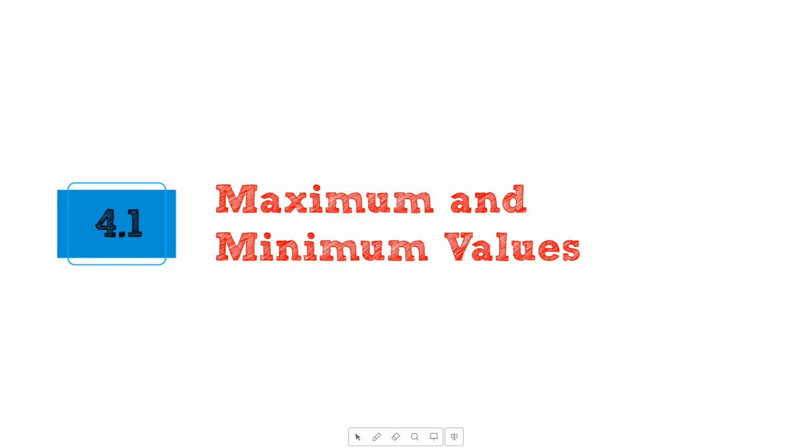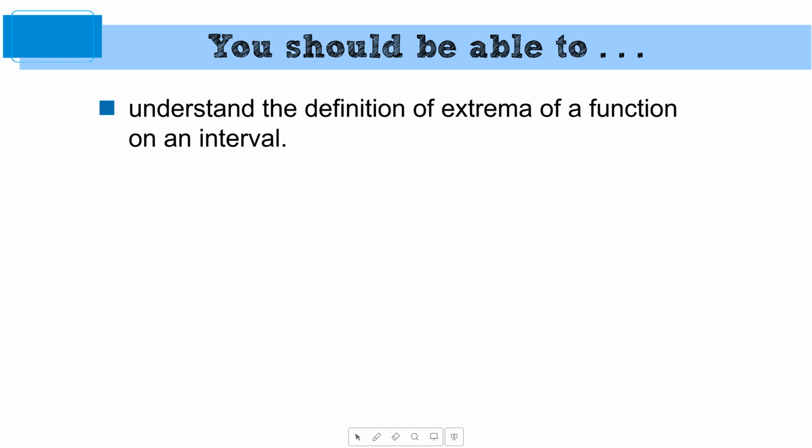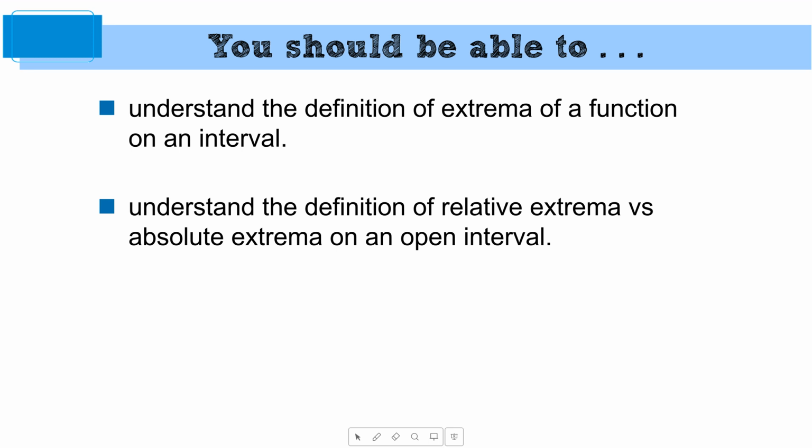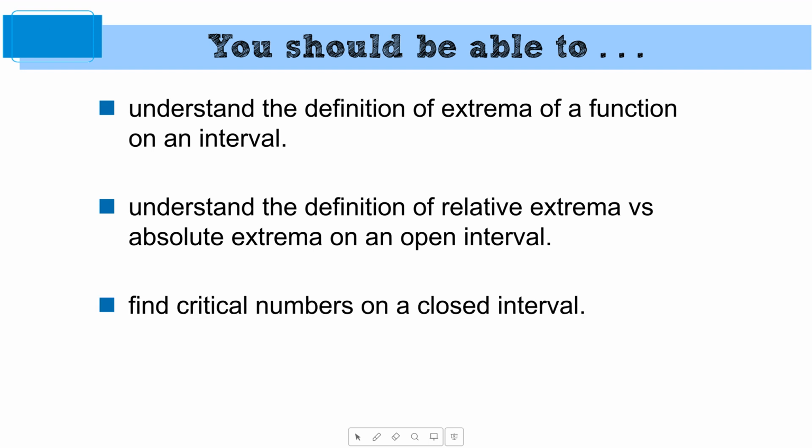All right, so we're going to talk today about maximum and minimum values in a function. We're going to deal with something called extrema. And we're going to talk about the difference in extrema. We've got relative extrema, and we've got absolute extrema. We're going to find some critical numbers. And then most importantly, you should be able to snap your fingers.